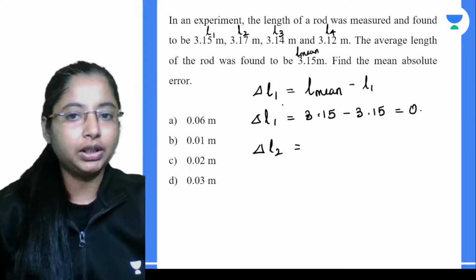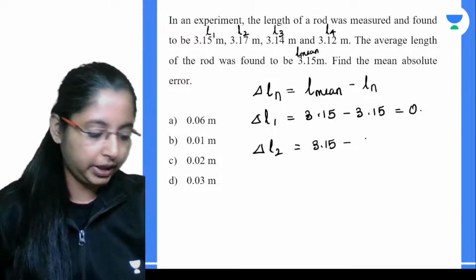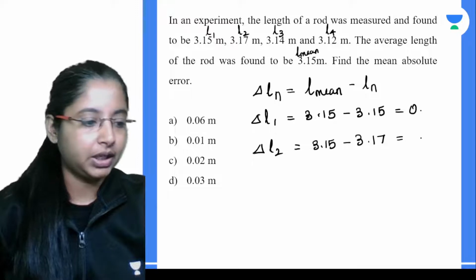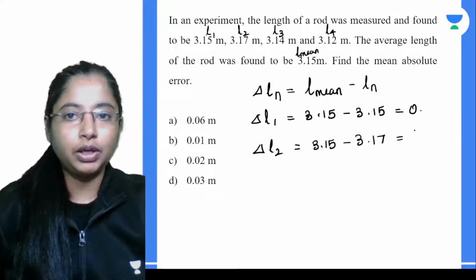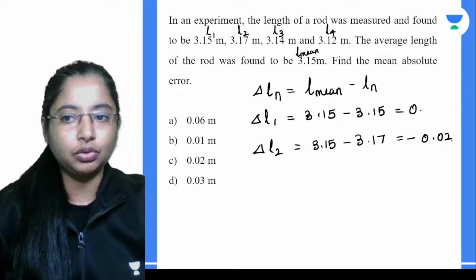Very simple over here. I'll make this the common expression. So what will delta L2 be if I substitute 2 over here? 3.15. Yes, Akshay, you got that, but check what the question is asking you for. This is minus 3.17, right? This ends up giving us what? We have 3.17, so this will be minus 0.02.